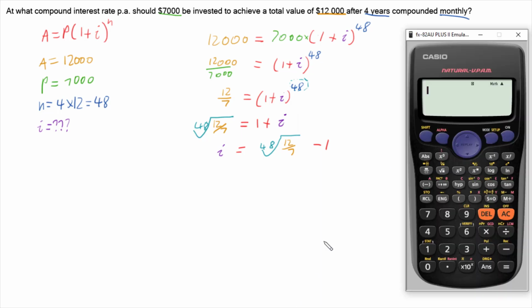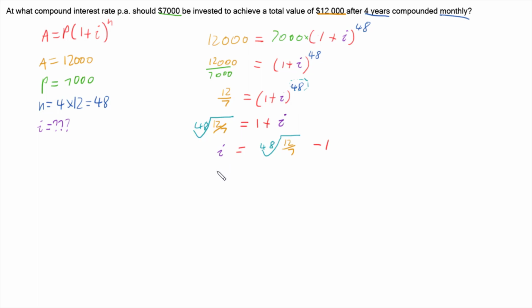Let's get up our calculator. Most calculators have a root button of some description. It's either over the square root or over the any power. In this calculator, I go shift, any root. So we want the 48th root, arrow in, of 12 over 7, minus 1. I'm just going to make sure that I have put that minus 1 outside the root, so I had to click my right arrow a couple of times. Get our answer: 0.01129. So our little i is 0.01129.